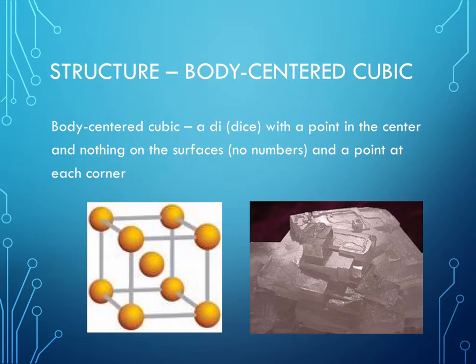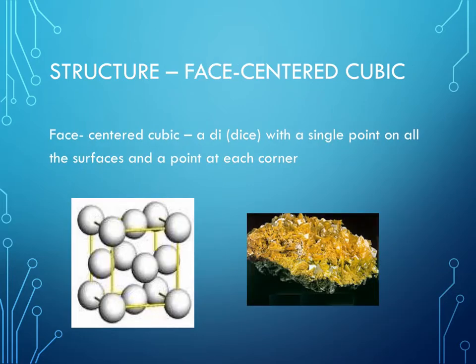The second structure is called body-centered cubic, and so you take that die, and you put an atom or an ion in the center, and then the remaining cubic structure that we had on the previous slide now has an element in the center. So this blue dot is suspended in the middle of this particular cube.